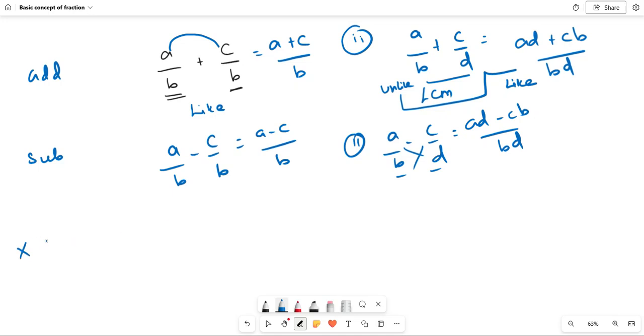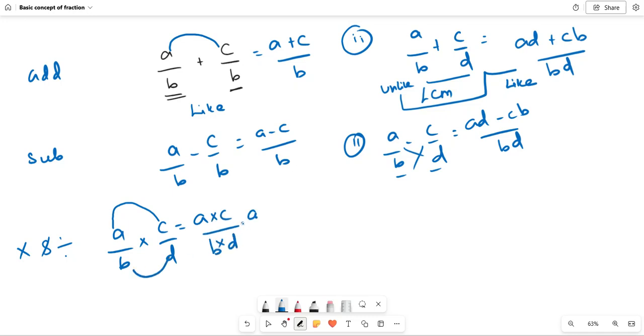Multiplication and division are different. Whatever numbers are given for multiplication, there is only one format. We do not need to find the LCM. Directly apply multiplication: numerator into numerator, denominator into denominator. The answer is ac by bd. We don't need to check like or unlike. Directly multiply numerator into numerator and denominator into denominator.